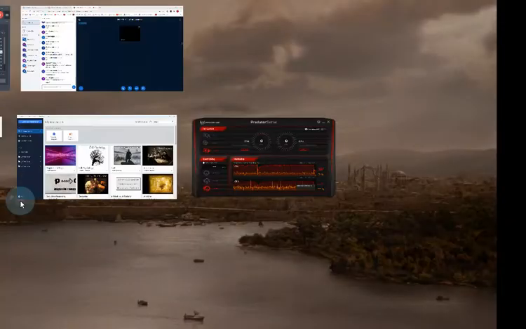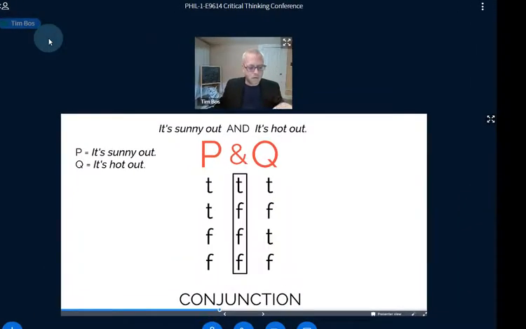Right? It's hard for a conjunction to be true because both conjuncts have to be true in order for it to be true. You see that? So only the top row has a T right here in the middle. That's because a conjunction can only be true if both sides of the conjunction are true. Okay? In all other cases, they're false. I would have said something false if it's either not sunny or not hot out, or neither of them. Yes, exactly. The middle column is the truth value of the whole statement.